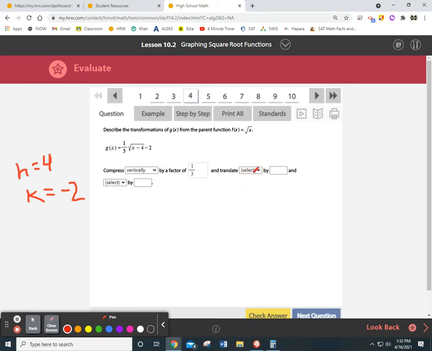All right, so if we come back to this, they are translating it horizontally 4 units to the right, since it's positive 4, and they are shifting it down by 2 units.